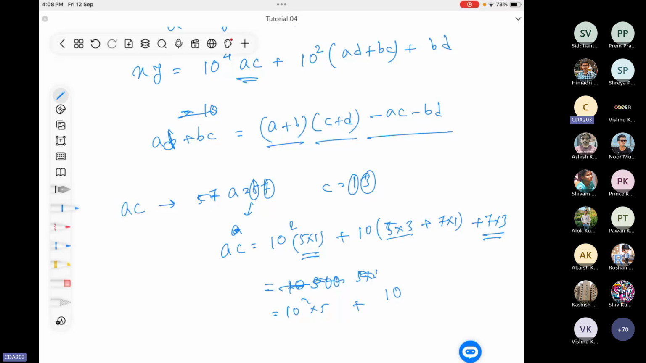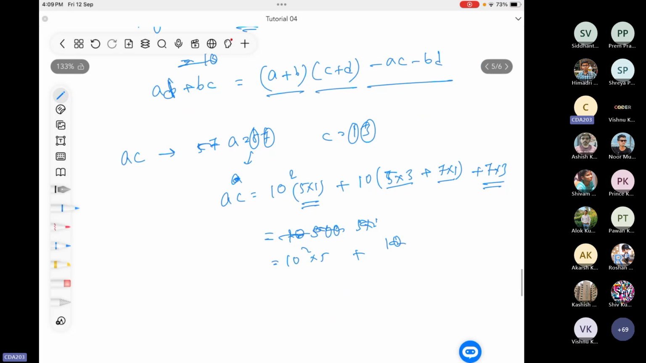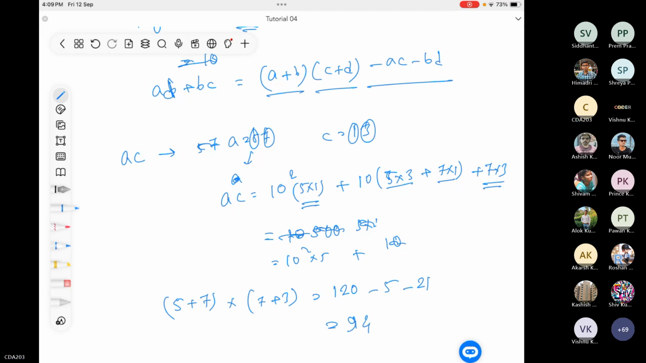Now computing this one, for that we are computing 5 plus 7 into 1 plus 3, that's 12 into 10, so it's 120, minus we computed AC already, 5, and we computed BD in here, 21. So from here we can compute it: 594. Is it correct?